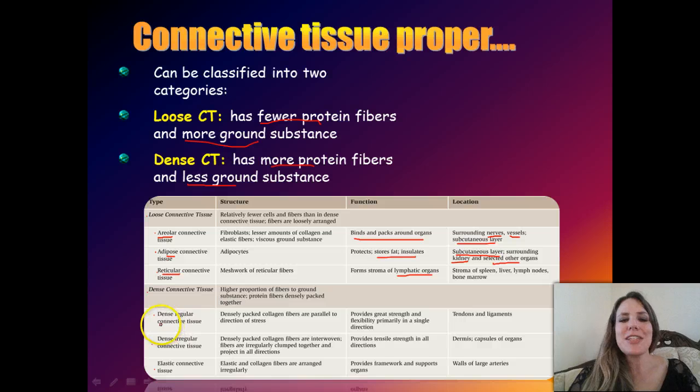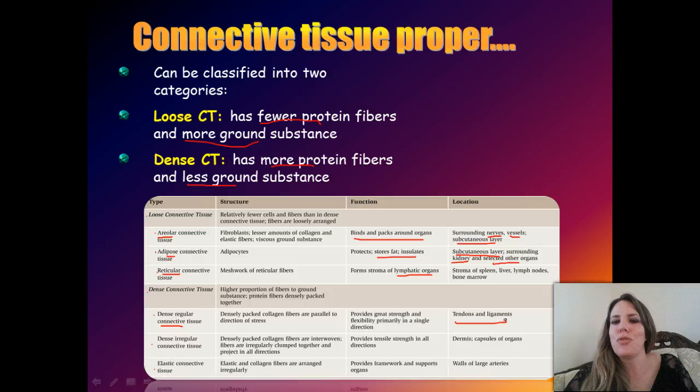Now the dense connective tissue, so dense regular, that nice uniform one, you're going to see this in your tendons and your ligaments. Even if you're chopping up some steak, you're going to see some tendons in there, and you'll see how nice and uniform and thick they are. So it's for a lot of strength and for flexibility.